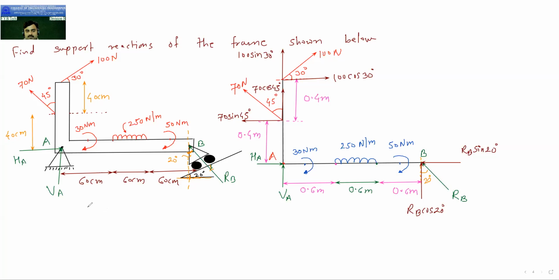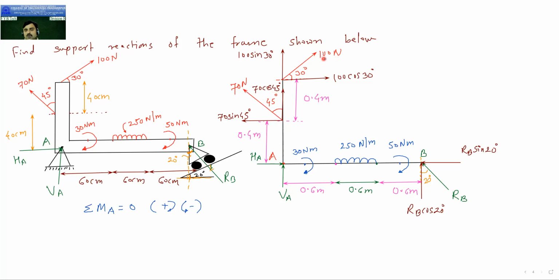So first I will take summation M about A is equal to 0. Clockwise moments are positive, anti-clockwise moments are negative. So when I say that, then you can see over here now closely. Now this is my point A, where I am taking the moment. So HA is passing through point A, moment 0. VA is passing through point A, moment 0. This RB sin 20, if you extend the line of action, its moment is also 0. Correct. Then when you go to the upward side, you can see this 70 cos 45. This 70 cos 45, if you extend the line of action, it will also pass through point A. So its moment is also 0.